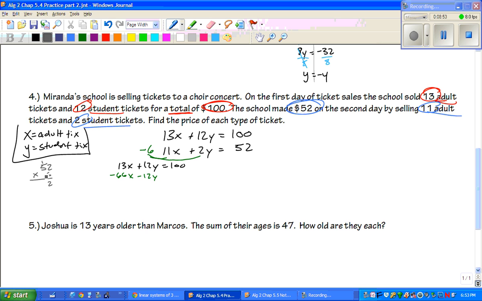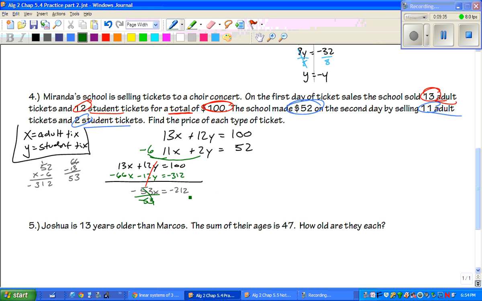6 times 2 is 12, carry 1. 6 times 5 is 30, plus 1, and then it's going to be negative because it's a negative 6. So equals negative 312. Okay, well the good thing is those cancel. But now we have 66 minus 13, 53, and that's going to be a negative 53x equals 100 minus 312, which is actually going to be negative 212.